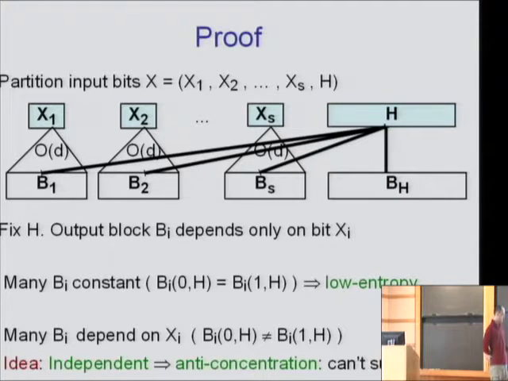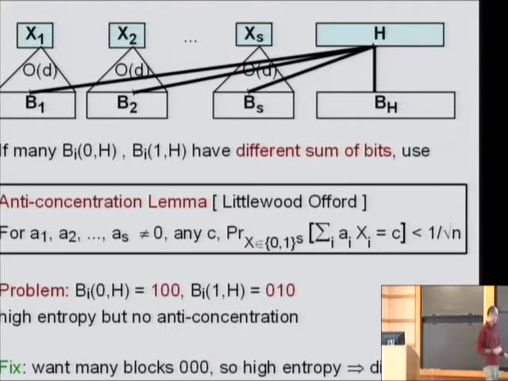Otherwise, you have many blocks which depend on the x_i's, and here the idea is that since they are independent, it's likely that the Hamming weight of these things, which are chosen independently, will sum to n/2. Actually, there's a problem here, because this only works if the blocks have different Hamming weights. A block could be alive, could take two different values, which however have the same Hamming weight. So in this case, the block will contribute to the entropy, but not to the anti-concentration, and it's not clear what to do.